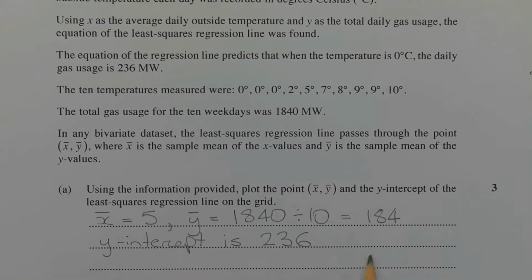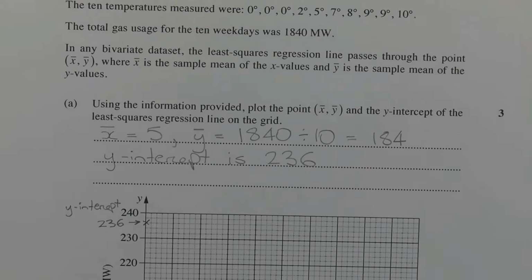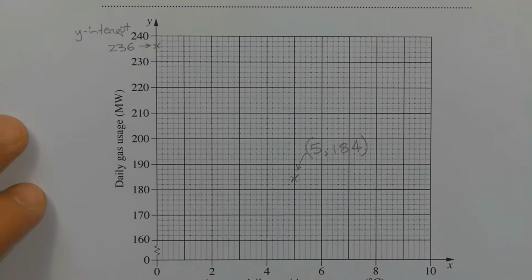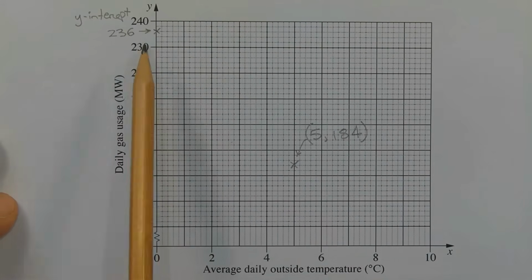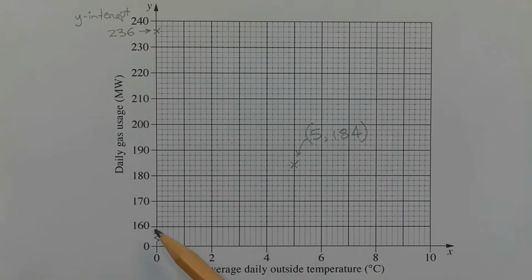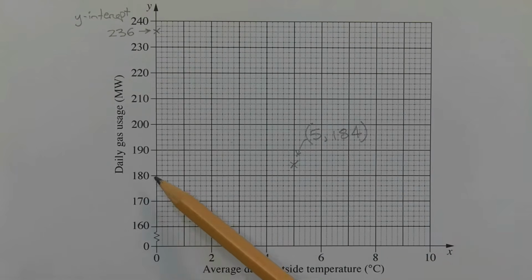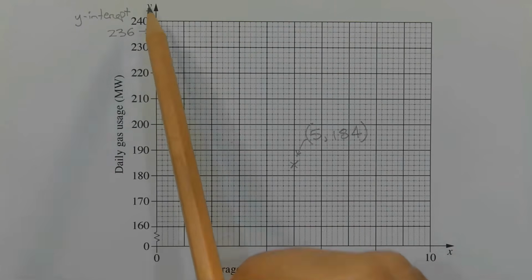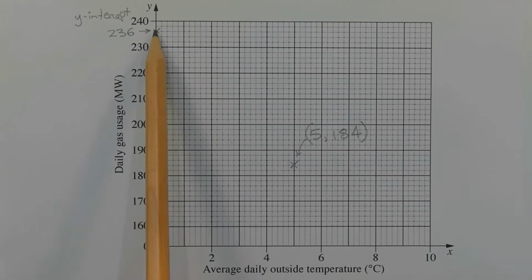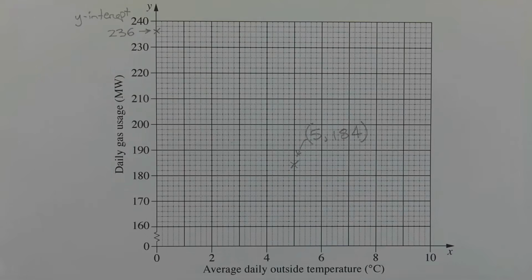Now we can take this information and plot those points on the grid. So I plotted the y-intercept here, just taking note that every square vertically represents 2 megawatts. So there are 5 divisions there from 230 to 240, so 236 is just there. And the point x bar comma y bar is this point here.